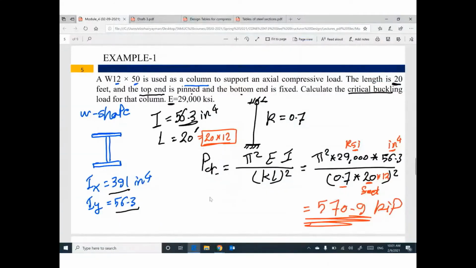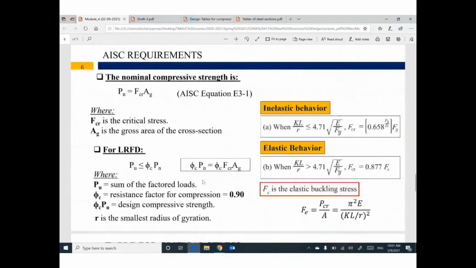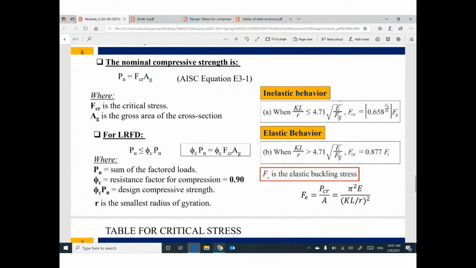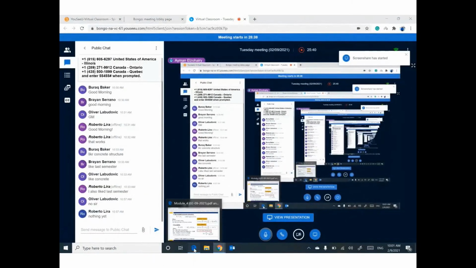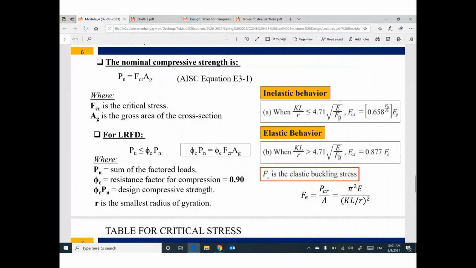So guys, do you have any question so far? Do you have any question so far how to calculate the buckling, the critical buckling load for a column? Okay, this is to check the stability of the member under compression.